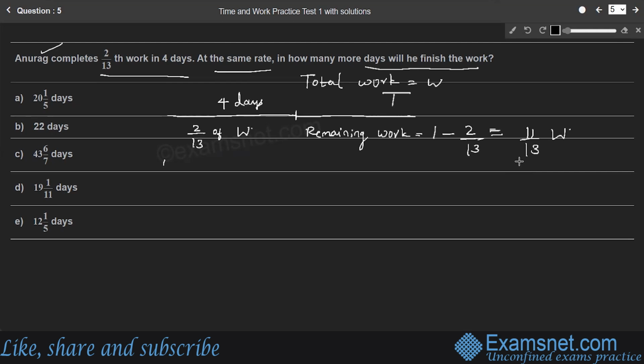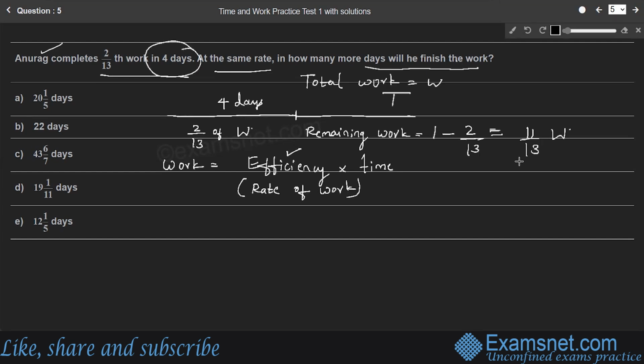We all know that work is always efficiency into time. Here efficiency is nothing but work per unit time. Per unit time may be 1 day, 1 hour, 1 minute, 1 second. So work done by that person per unit time is called efficiency. In other words, rate of work is taken as efficiency.